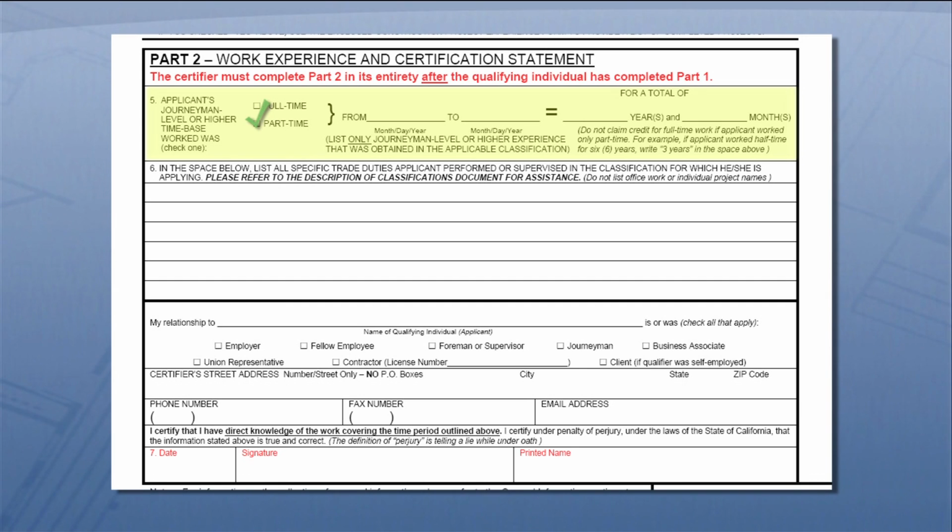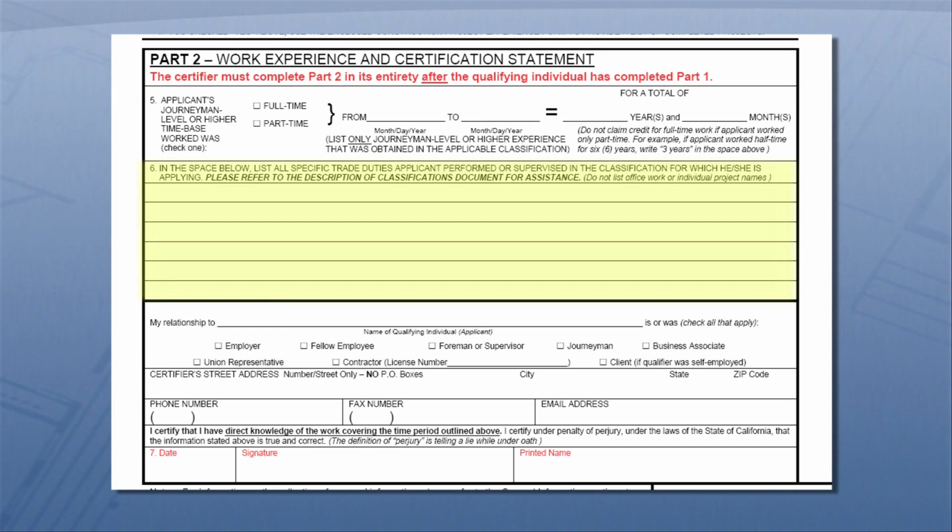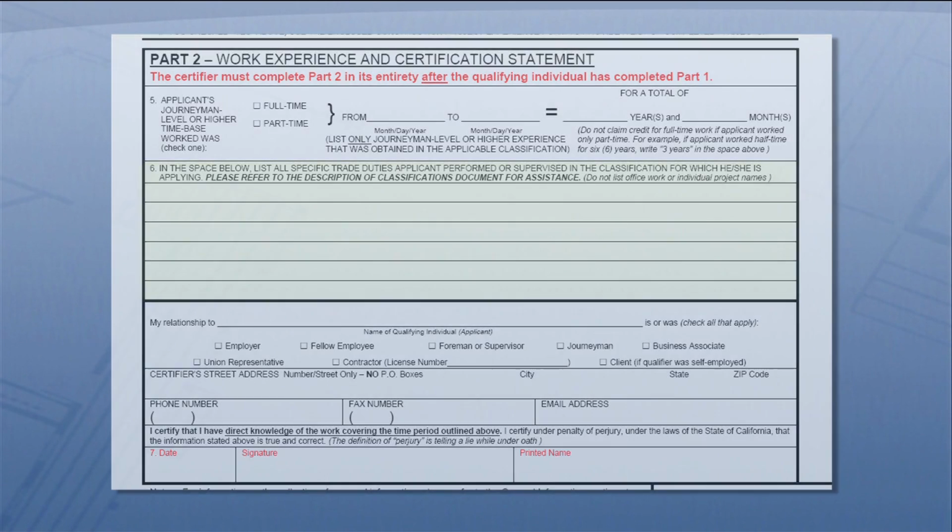For example, if you've worked for a business for 10 years, but only 50% of the time, you would check part-time. The certifier should only list journey-level work or higher experience on this form, and it must be applicable to the trade classification you're applying for. Line 6 requires the certifier to list all specific work duties that were performed or supervised within the classification the qualifier is applying for. Keep in mind that project management, office duties, and/or if the certifier did not witness the work being done, it does not qualify as journeyman level experience.